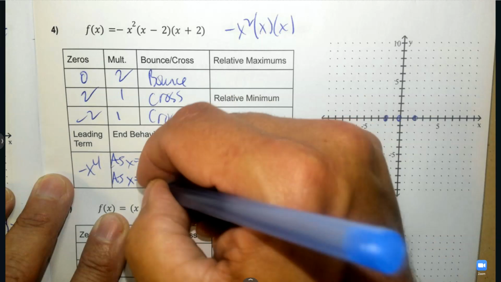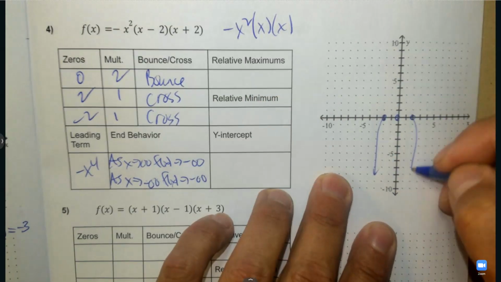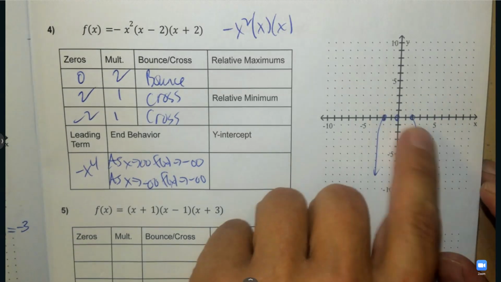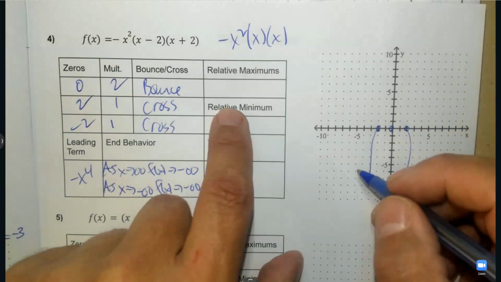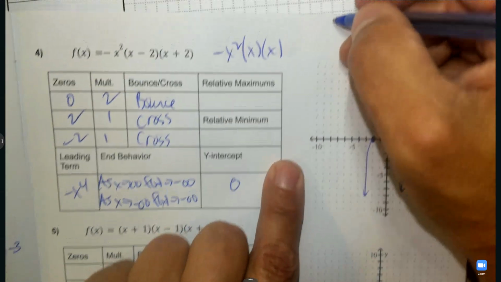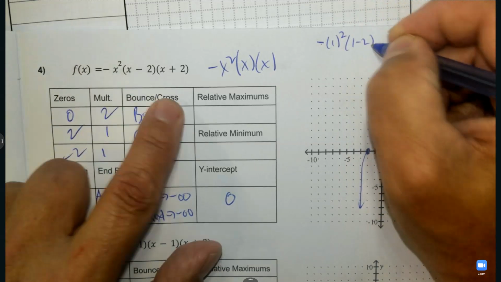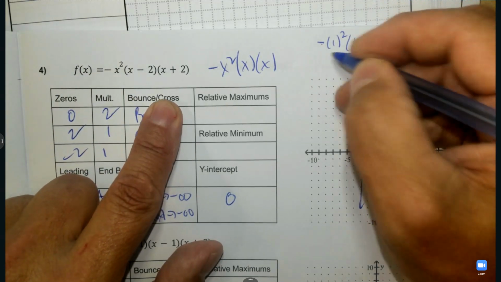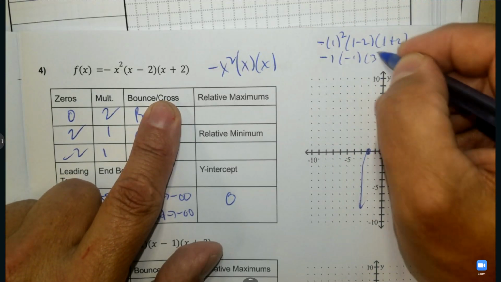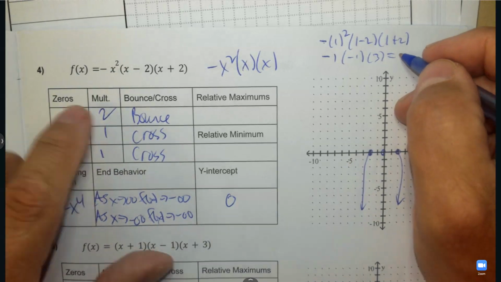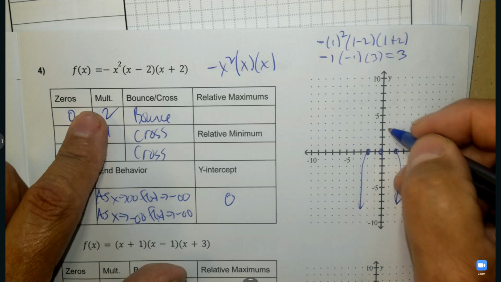Again, practice these end behavior. So I know this end goes down and this end goes down. The x values in between the intercepts. So I know the y-intercept's also 0. So positive 1 and negative 1, I'll do that up here. So negative 1 squared, 1, take away 2, 1 plus 2. That's negative 1 squared, then negative. So a negative times a negative is 1, and times 3, that's going to be 3. So 1 gives me the answer 3.